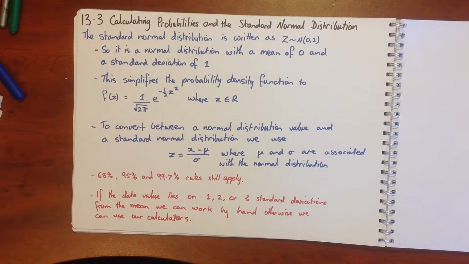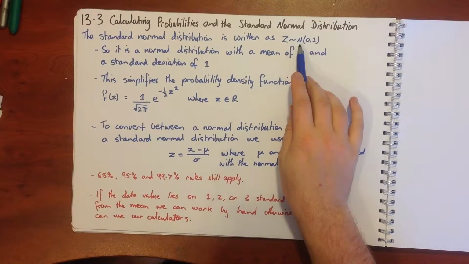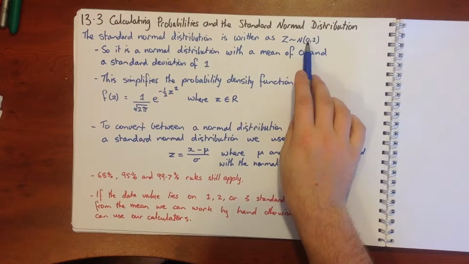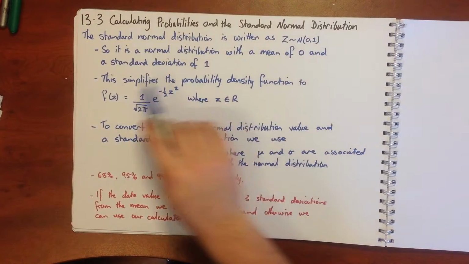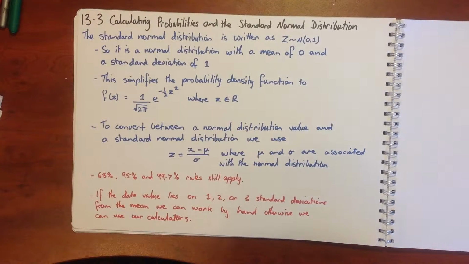Hey, in this tutorial we're looking at section 13.3 on calculating probabilities and the standard normal distribution. The standard normal distribution is written as Z, and it is normally distributed with a mean of 0 and a standard deviation of 1. This simplifies the probability density function that we saw in section 13.2.